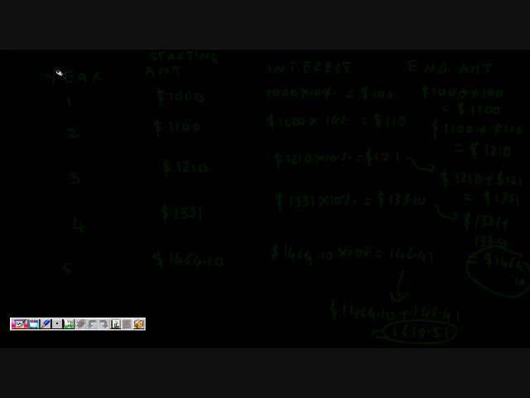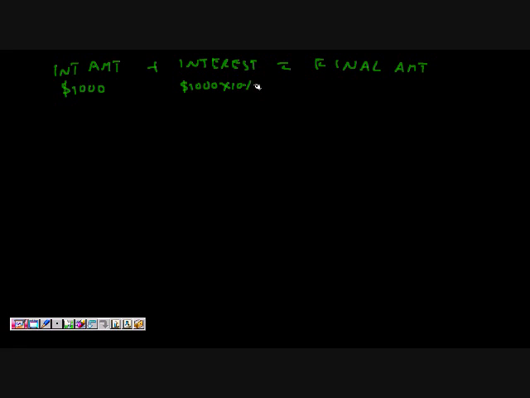Again, let's take the example of $1,000. So you're given initial amount $1,000. So with 10% interest, is equal to final amount. Okay, so that's $1,000 into 10%. This is equal to, we can write initial amount as 1,000 into 1.